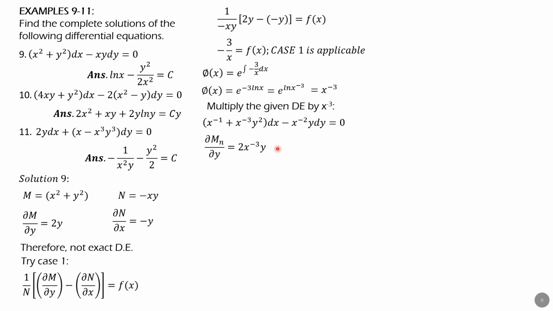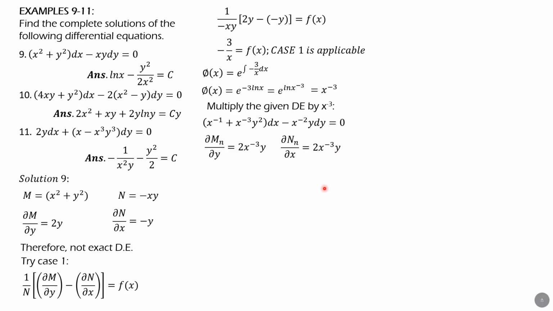Likewise, the partial of the new N with respect to x, so it's x that is the variable, y is constant, is negative 2, so 2x to the negative 3, then times y. So the partial of the new N with respect to x is, negative 1 times negative 2 is 2, x to the negative 3, then copy y because that is treated as constant. So they are now equal.